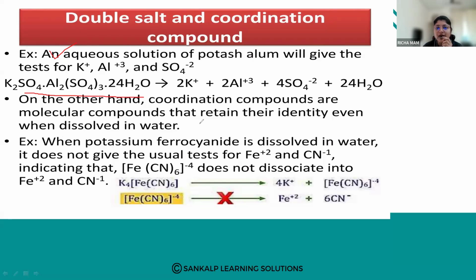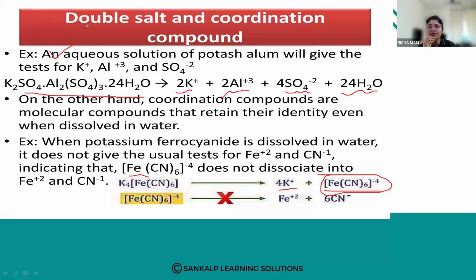When you add potash alum in water, it will give you simple ions: 2K+, 2Al3+, 4SO4 2-, and 24H2O. Like this, they will give simple ions. But suppose this is a coordination compound, potassium ferrocyanide, K4[Fe(CN)6]. When you add it in water, it will not give you 4K+ and 6CN-, but instead it will give you 4K+ and [Fe(CN)6]4-. This is the complex ion which is retained, right? So this is the main difference.